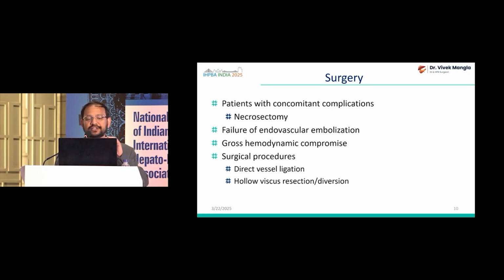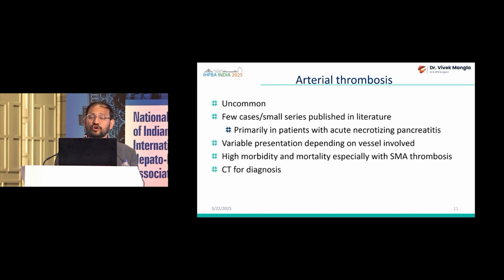Surgical procedures could be a direct vessel ligation. Sometimes you would need a hollow viscus resection or some kind of a diversion. If you've got, say, a right colic or middle colic artery pseudoaneurysm which your IR person has embolized, there is a very significant chance that you may have to do a diversion stoma or something in these patients. Thrombosis per se is reported less often, more often seen in smaller vessels than in major vessels.